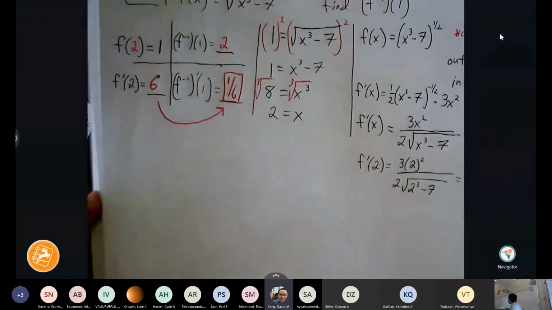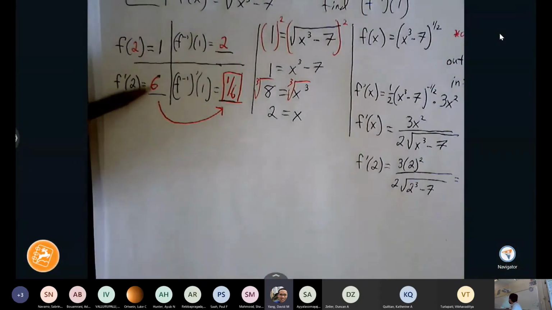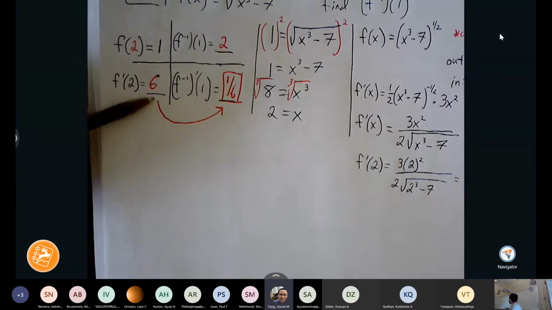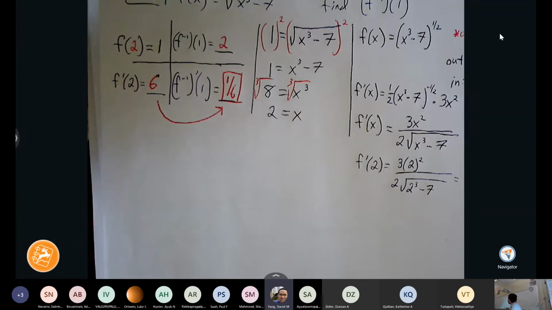Notice all of the work that we did is on the f side of things because that's what we have. And then we just have to take one final step, just being able to understand that the slope that we're after is the reciprocal sitting on the other graph.